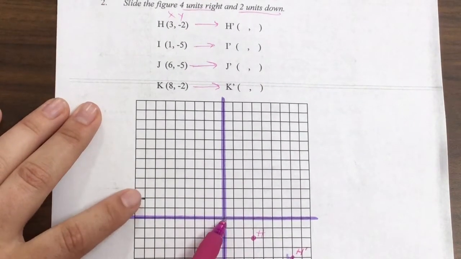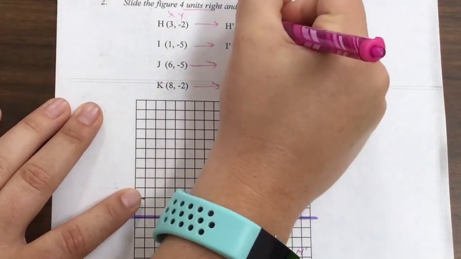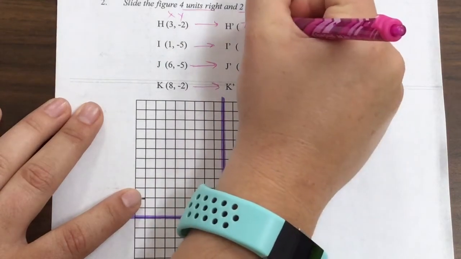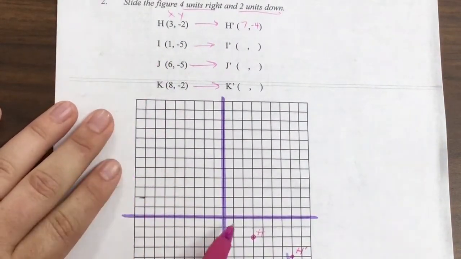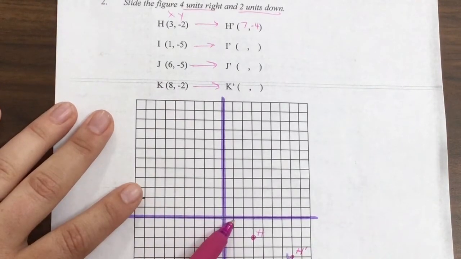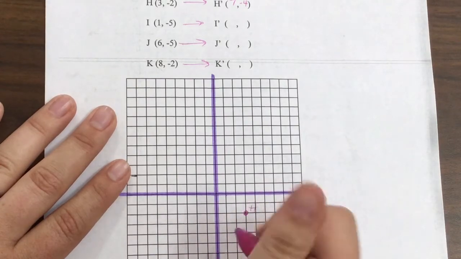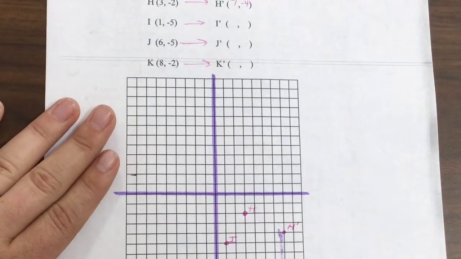So we started at the origin. We count right 1, 2, 3, 4, 5, 6, 7. So that should be a positive 7. And down 1, 2, 3, 4. So that makes that a negative 4. I is going to be at positive 1. So we go 1 to the right and negative 5. So down 1, 2, 3, 4, and 5. So we label that as an I.